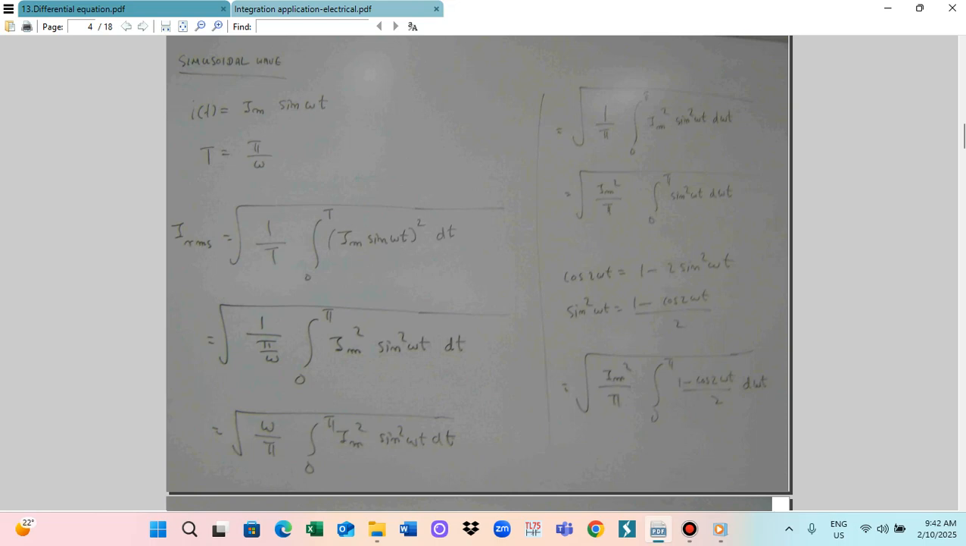So t is equal to pi by omega. Both things we have to substitute. So we substitute the equation. The IRMS is equal to the square root of 1 by T integral from 0 to T. As you have to substitute, i squared, where i becomes I maximum sin omega t, whole squared, and the dt. So then you have to substitute.